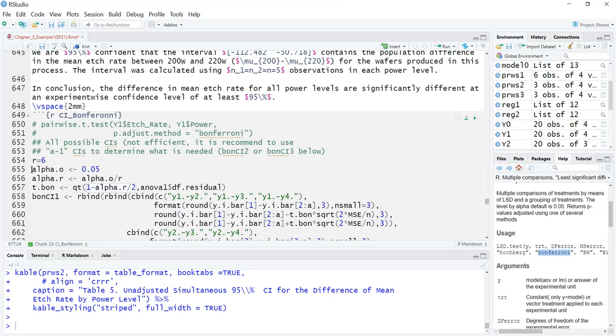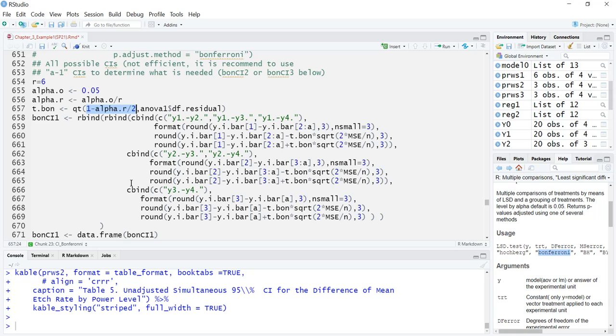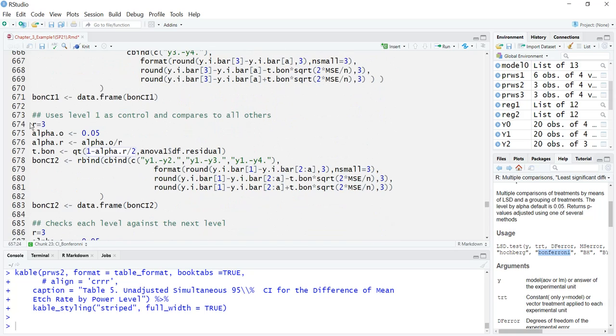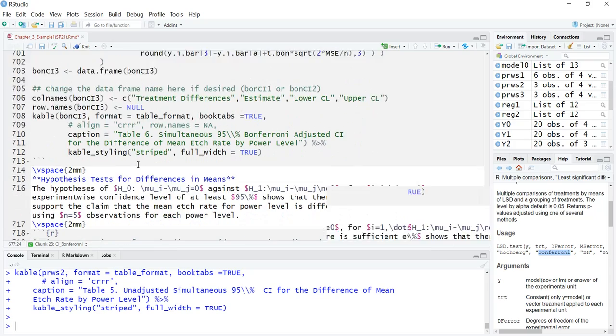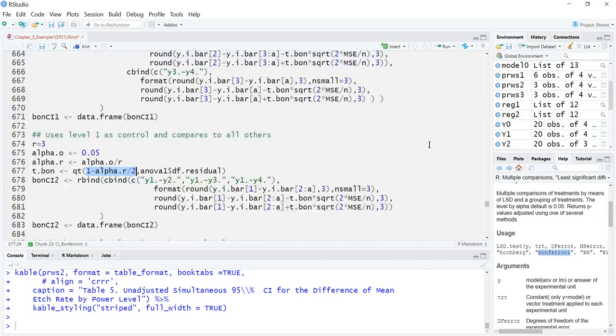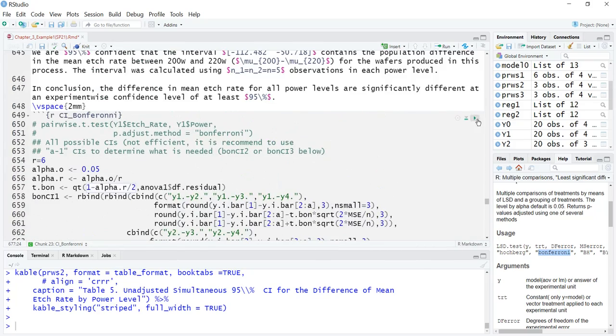So when R is equal to 6, this value is bigger, so this value is smaller. Right? 1 minus that is smaller. When R is equal to 3, this value is smaller, so 1 minus that value is bigger. Okay. All right. And so, well, I thought I'd run this. I guess I didn't, did I?